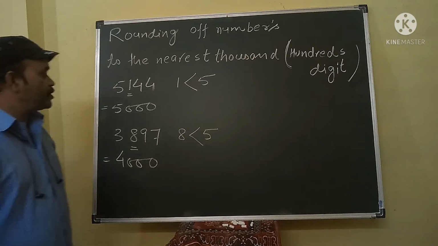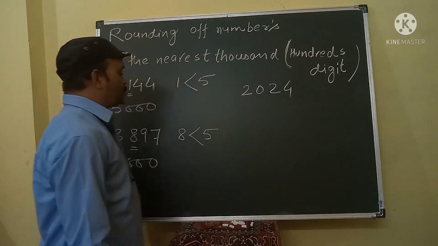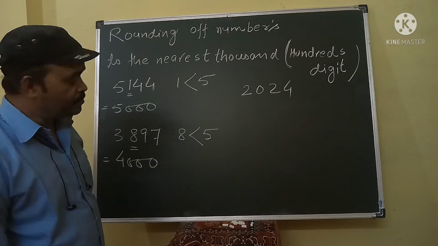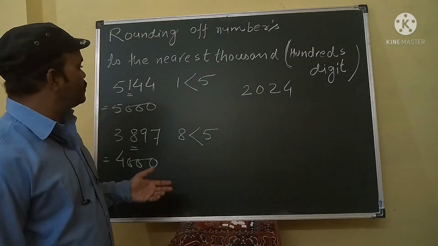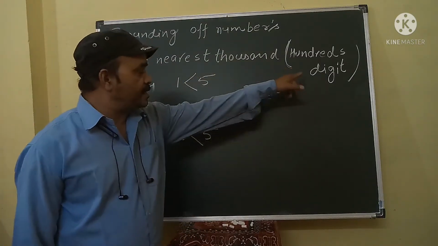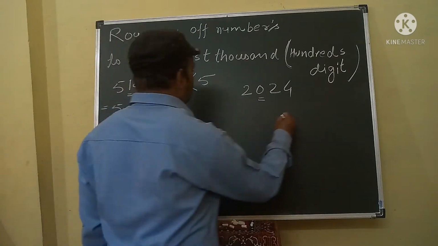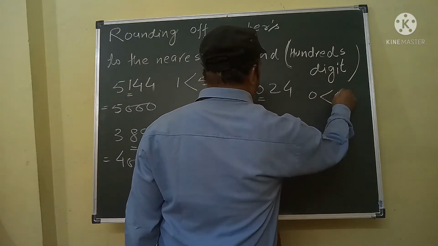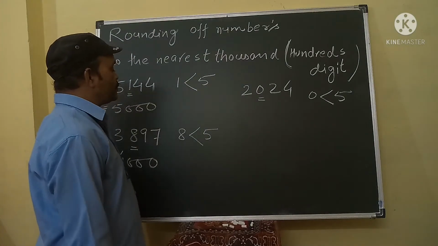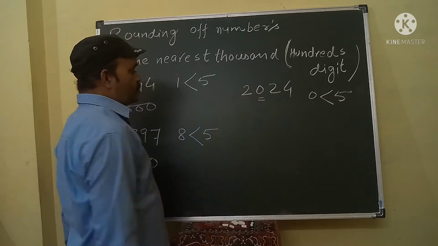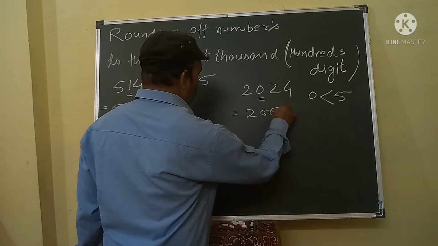I want to give one more example. Suppose this is 2024. You will find out rounding of 2024. We will find out the hundreds digit. In this number, the hundreds digit is 0, and 0 is less than 5. So therefore, rounding of 2024 will be 2000.